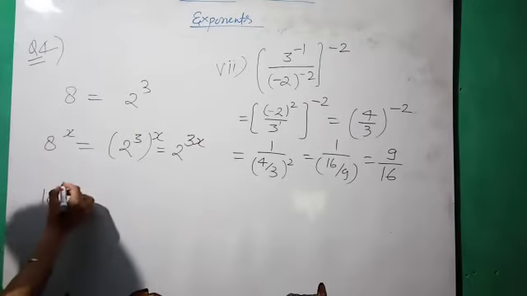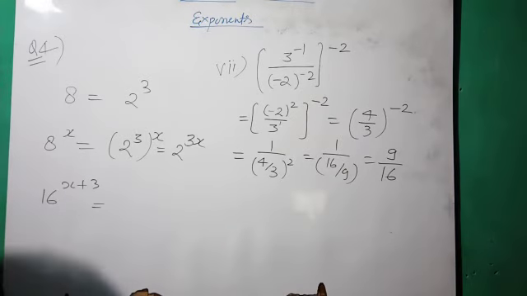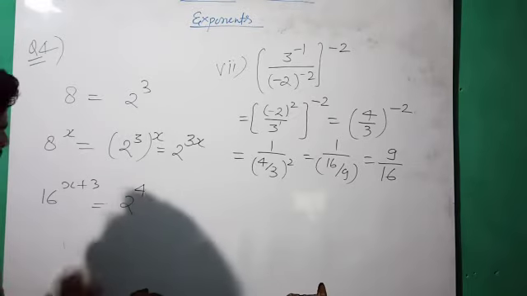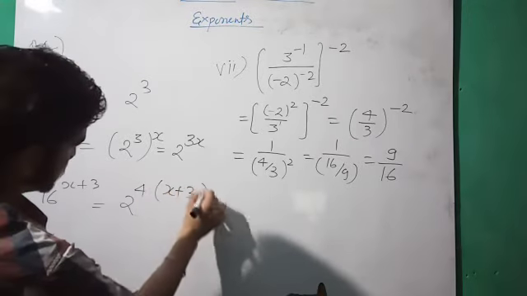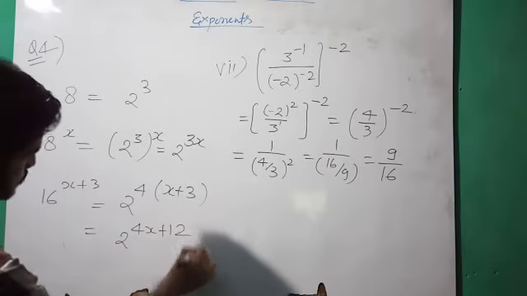Next we have 16 to the power x plus 3. 16 is written as 2 to the 4, 2 into 2 into 2 into 2, 4 times 2. And we have x plus 3. So it is written as 2 to the power 4x plus 12.